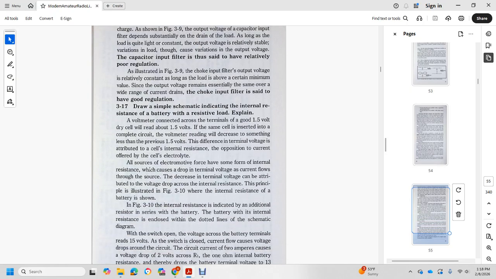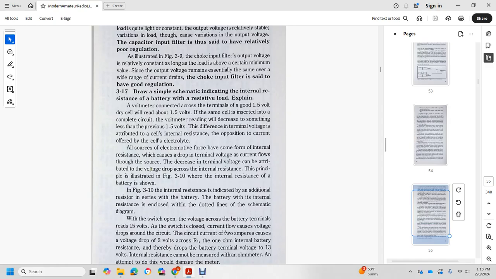Figure 3.7 draws the schematic including the internal resistance of the battery and a resistive load. A voltmeter connected across the terminals of a good 1.5 volt dry cell reads about 1.5 volts. The same cell inserted in a complete circuit gives a voltmeter reading of something less than the previous 1.5 volts. This difference in terminal voltage is attributed to the cell's internal resistance, the opposition to current offered by the cell electrolyte. All sources of electromotive force have some form of internal resistance, causing a drop in the terminal voltage. When current flows through the source, the decrease in terminal voltage is attributed to the voltage drop across the internal resistance.